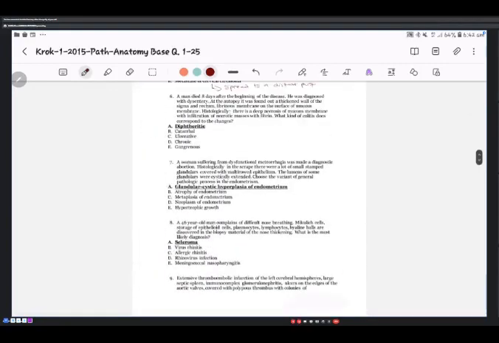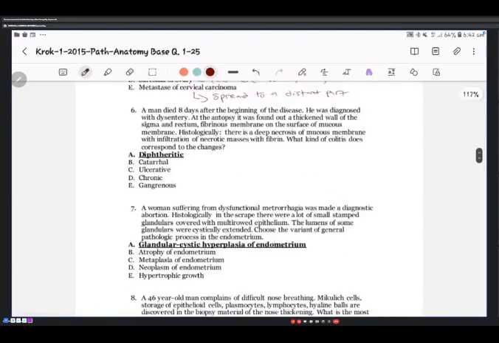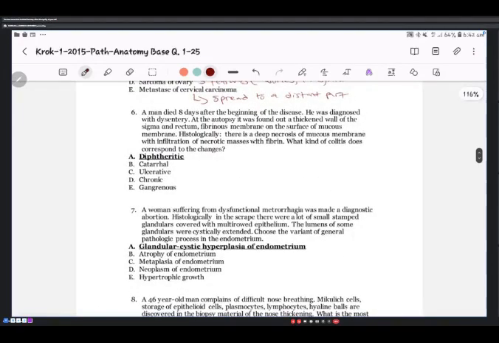All right, question 6 now. A man died 8 days after the beginning of the disease. He was diagnosed with dysentery. At the autopsy, it was found a thickened wall of sigmoid and rectum, fibrinous membrane on the surface of the mucous membrane. Histologically, there's a deep necrosis of mucous membrane with infiltration of necrotic mass with fibrin. What type of colitis corresponds to these changes?